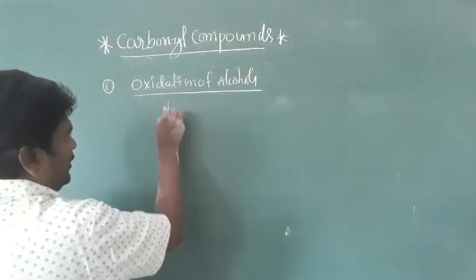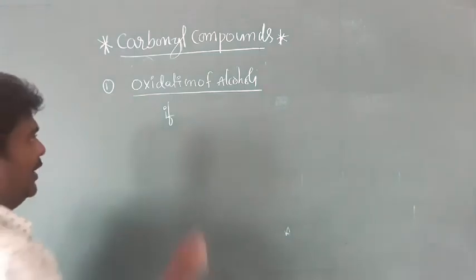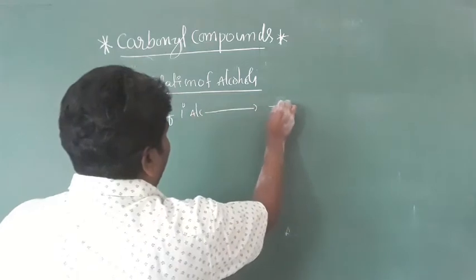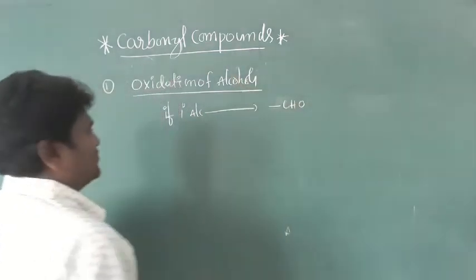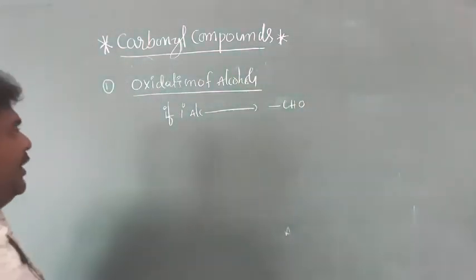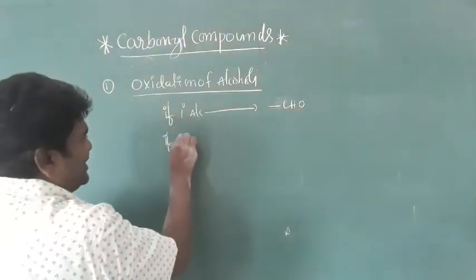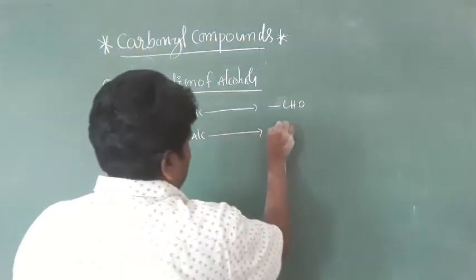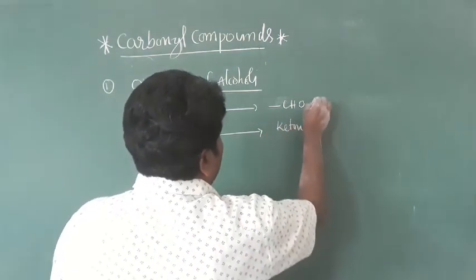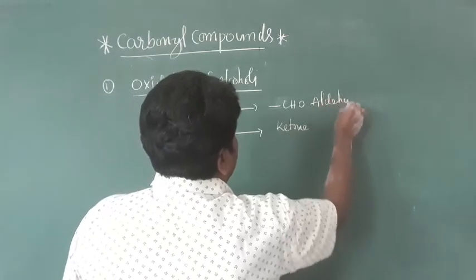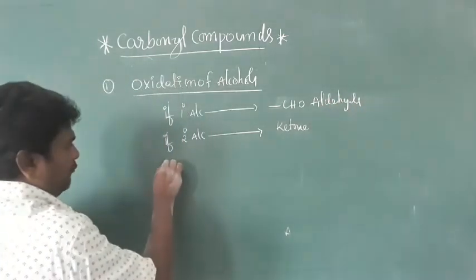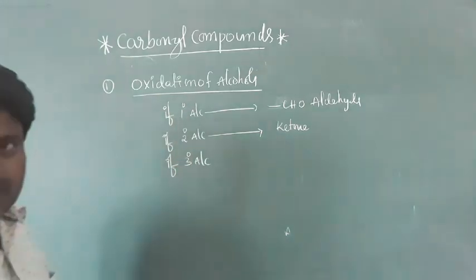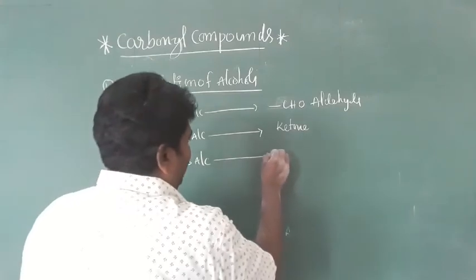First condition: primary alcohols convert to aldehydes. It is very important. If you take secondary alcohols, we will get ketones. If you take tertiary alcohols, there is no reaction. You have to remember.